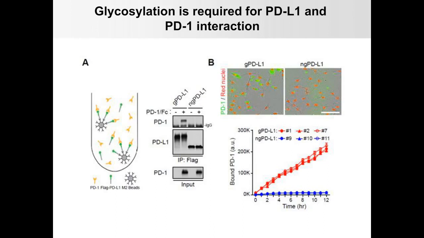As you can see, there is a huge accumulation of red color on the cell surface after 12 hours of treatment. On the other hand, in the non-glycosylated PD-L1 stable clone, we don't see much green fluorescence, which suggests PD-L1 and PD-1 do not interact over the 12-hour period. Here we show 3 individual clones. They all act similarly, which is consistent with our in vitro data showing that this glycan structure is required for protein-protein interaction.